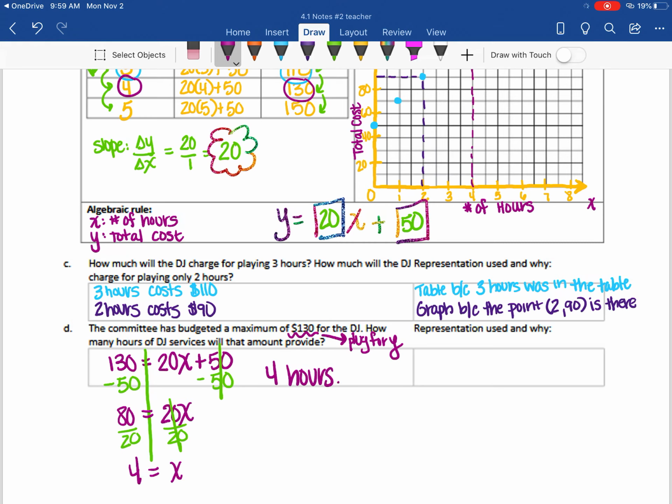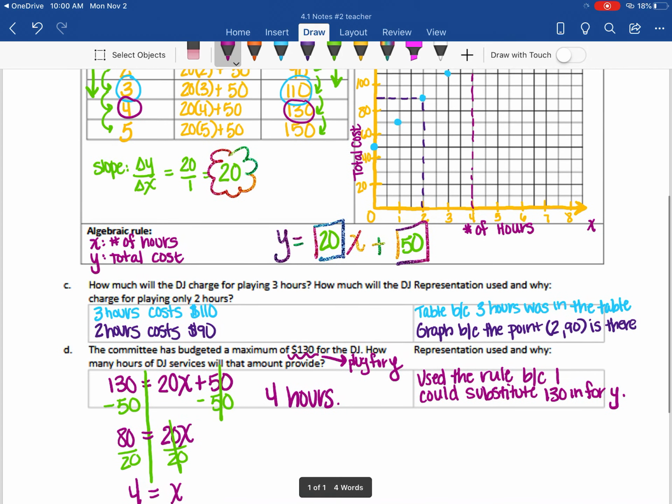And what representation did I use? I used the rule because I could substitute 130 in for y. Okay, all right.